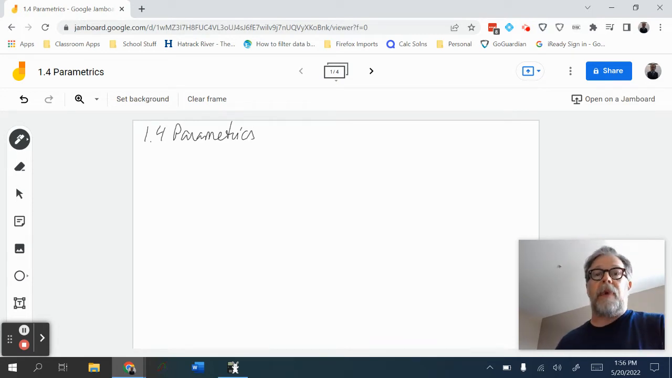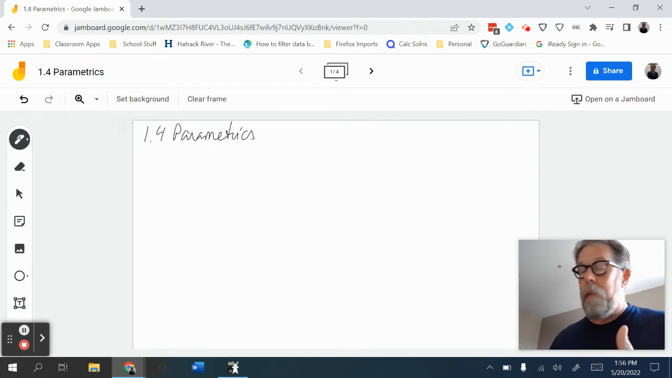This is back in chapter one of our calculus book, and in case you're not in my class and wondering what's going on, this isn't part of the AP calculus curriculum, so there's just a few things that I teach after we take the AP test at the beginning of May. All right, let's talk about parametrics.